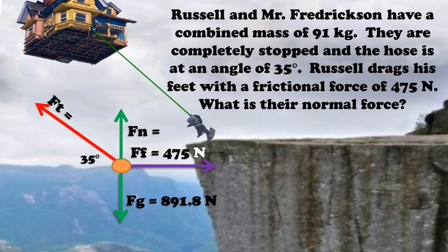The house is pulling up on them using the garden hose at a degree of 35. The house is creating a tension force with the garden hose at an angle of 35 degrees. Whenever we have an angled force, we need to make sure that there's an x and y component to make a right triangle.